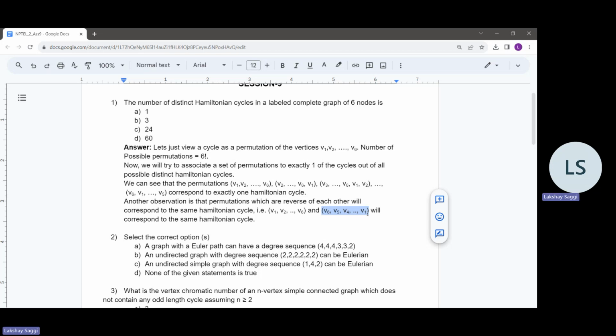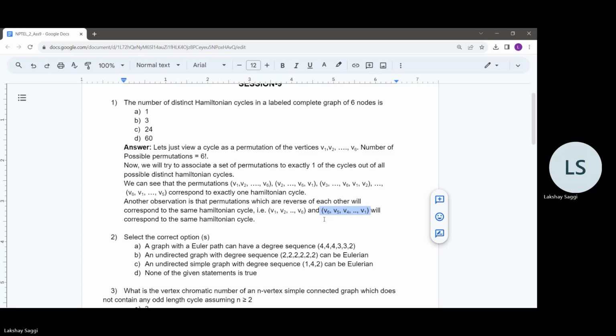So the cycle is the same because the graph is undirected, we know. In an undirected graph, the direction of edges doesn't matter, right? The edges can go along both ways. That's why we can count in clockwise direction as well as anti-clockwise direction. So while counting from the clockwise side, we obtain this cycle, and counting the same cycle on the anti-clockwise side, we obtain this permutation. So these two permutations, which are reverse of each other, differ only in that one starts counting clockwise, one anti-clockwise.